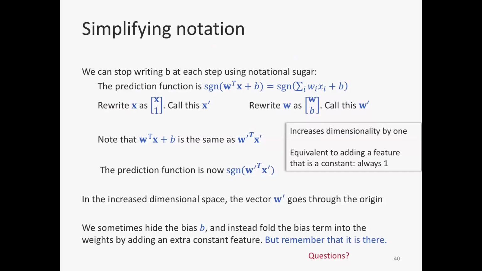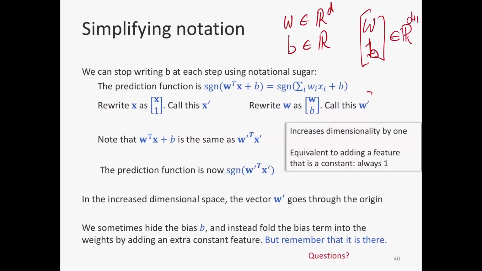Yes. The vector W prime goes through the origin. Why does it go through the origin? Because remember, let's make the dimensionalities clear here. If W was a D-dimensional vector and B is a real number, then W concatenated with B is a D plus 1 dimensional vector. Okay, so that's point number 1.